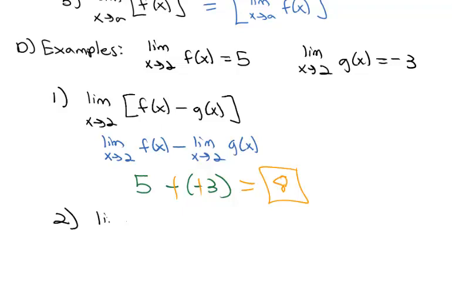How about this one? We can even figure out what the limit as x goes to 2 of 7 f of x g of x is going to be.